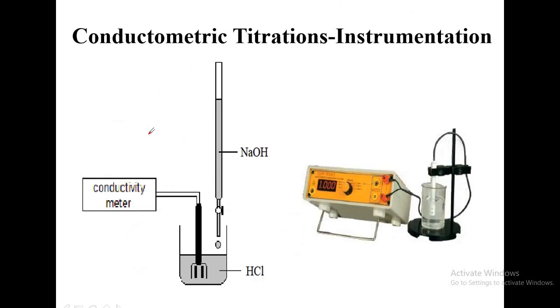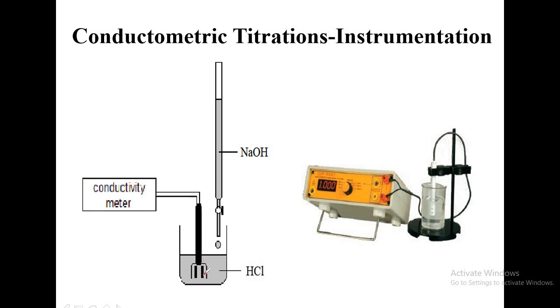Now let us see something about conductometric titrations and instrumentation part. In the conductometric titrations you have done in the laboratory, so it is easy for me to make you understand. Here you are using one burette. In that you are taking a suitable titrant. Most of the times we take sodium hydroxide. Whatever cases we discuss here, we are taking sodium hydroxide as the titrant, and we are taking one suitable acid in the beaker. It could be hydrochloric acid, it could be acetic acid, it could be the mixture of both.